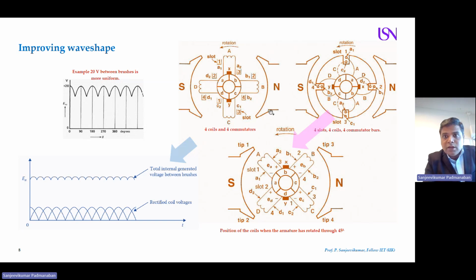I have a south pole and a north pole. As an example, I'm going to take 4 coils, 4 commutators. What is the purpose of commutators? It converts AC into DC. Don't forget.